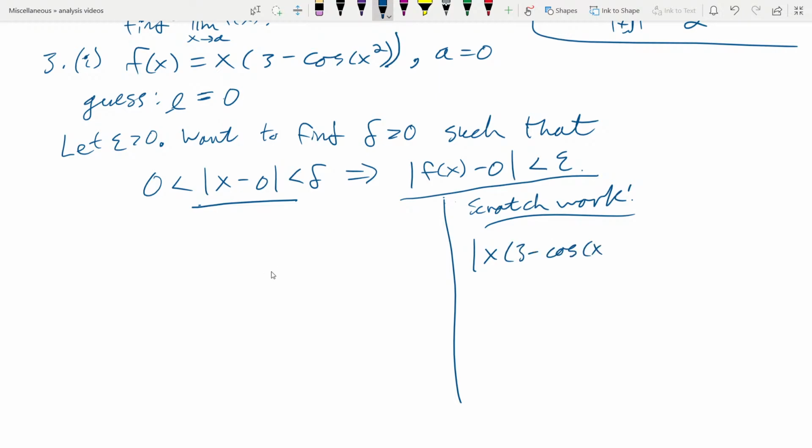So we have this: the absolute value of x times (3 minus cosine of x squared). That's the absolute value of f of x minus 0. We want to make this small. So the goal is to try and bound it above by something simpler, which is easier to work with. Before I bound it above, though, I want to move the absolute value into both of these parts.